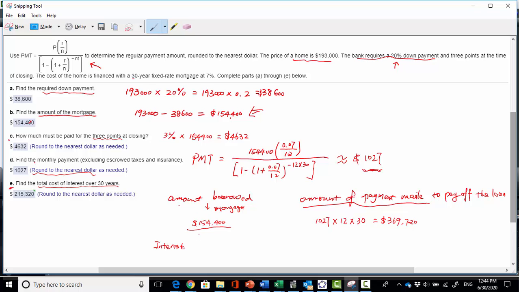Now we're ready to calculate the interest paid over the 30 years. The interest is going to be the amount of money paid back, the total payment, which is $369,720, minus the amount of money borrowed, which is the mortgage, $154,400. The difference is $215,320. So this is the total interest paid over the 30 years.